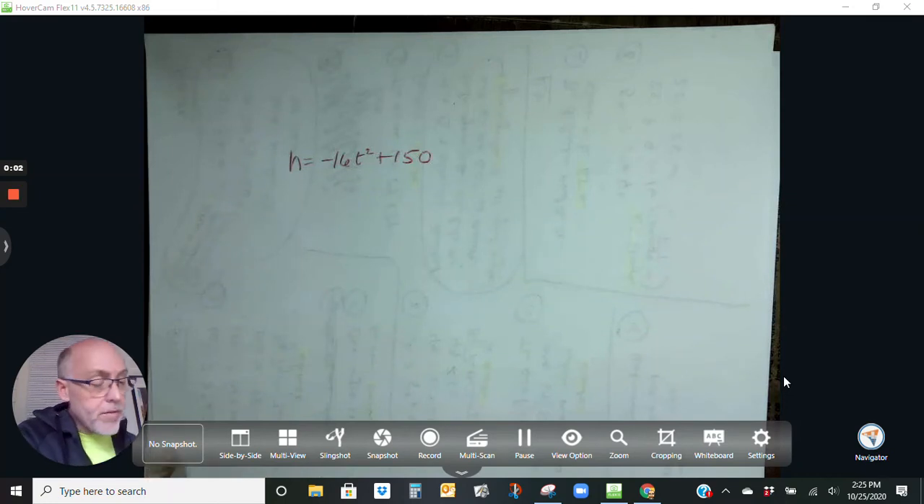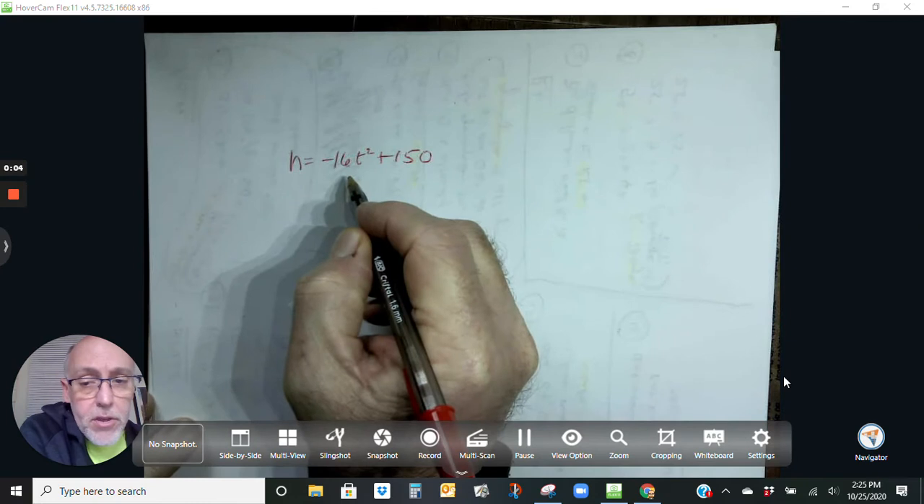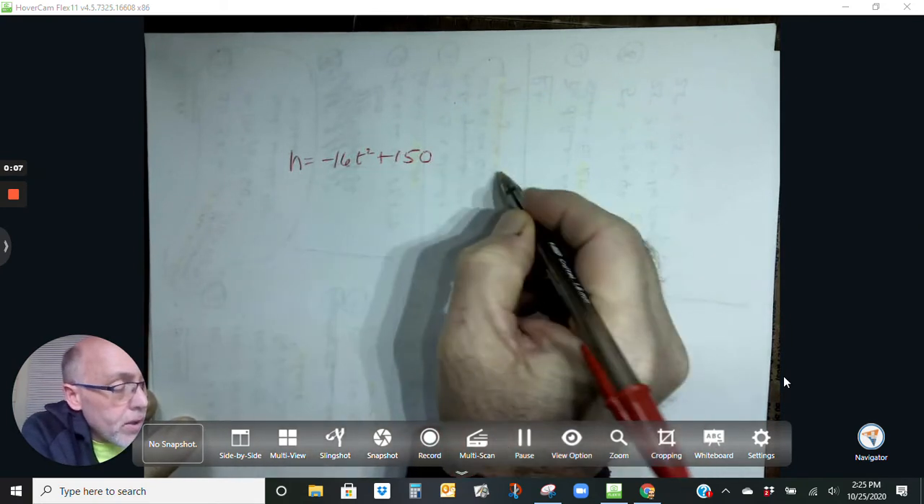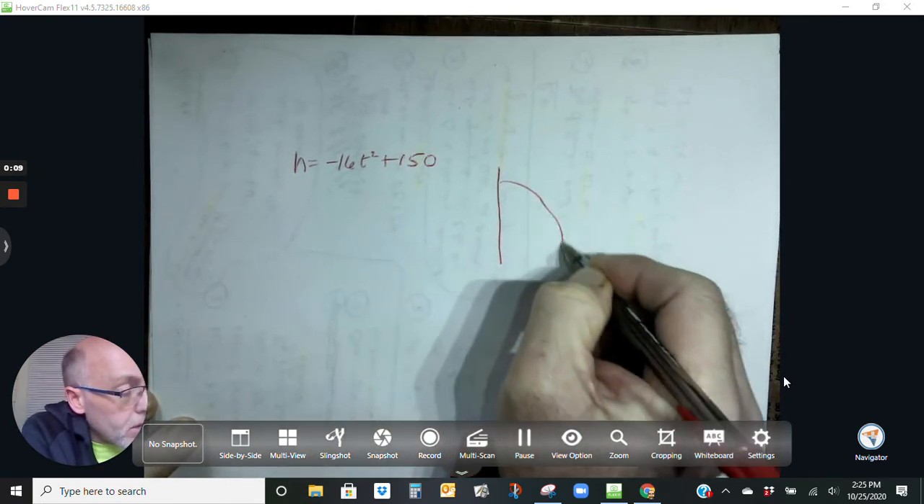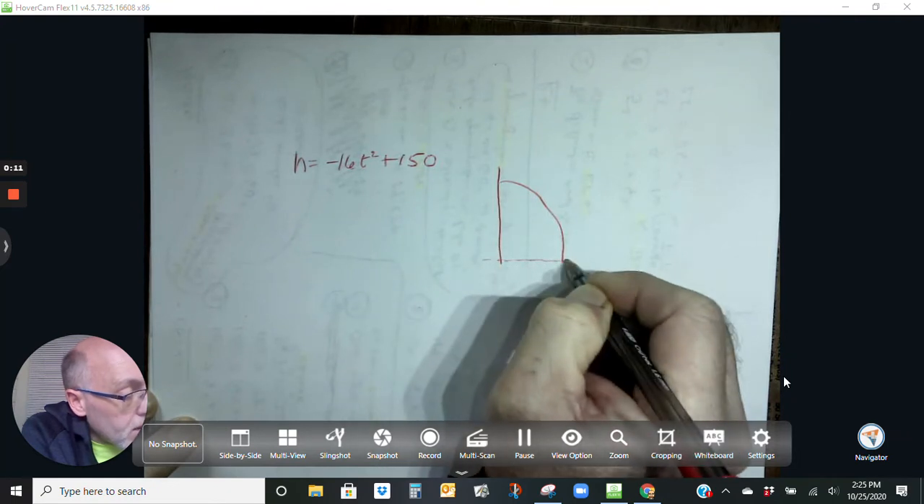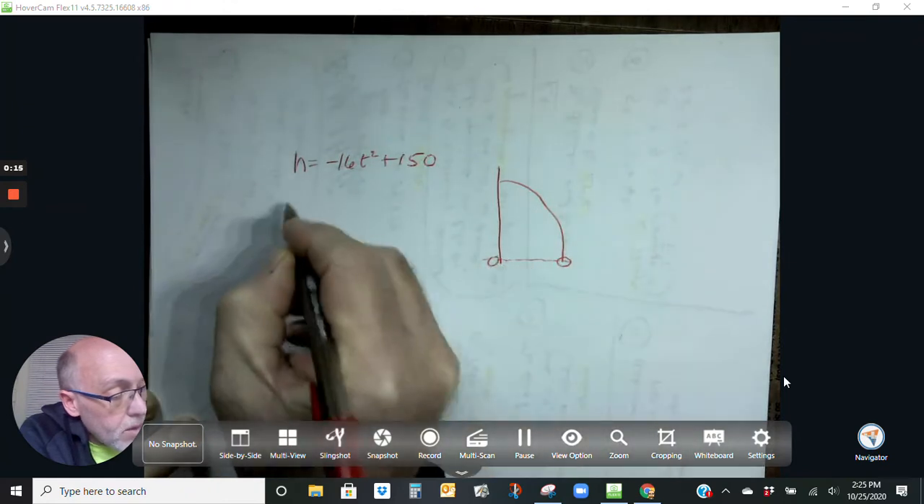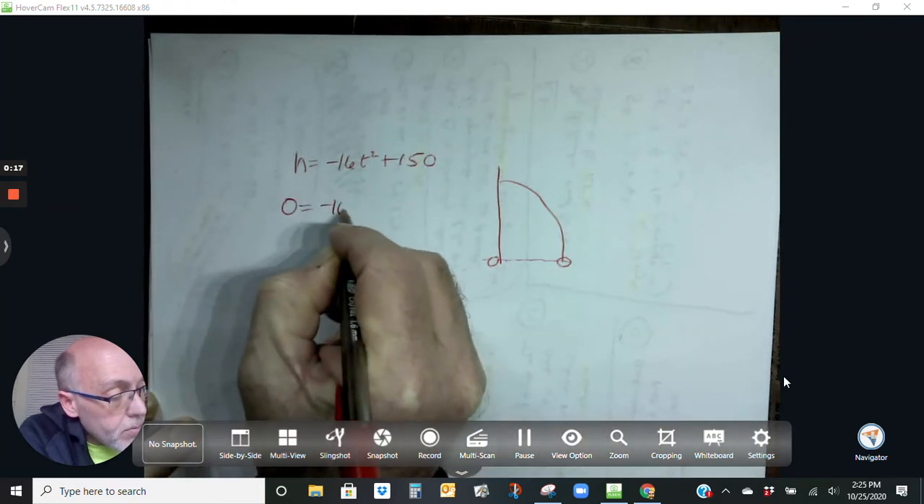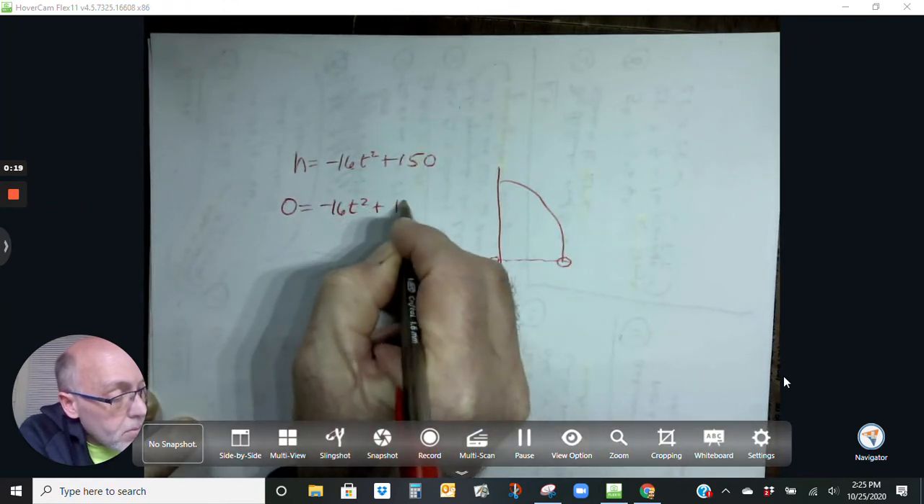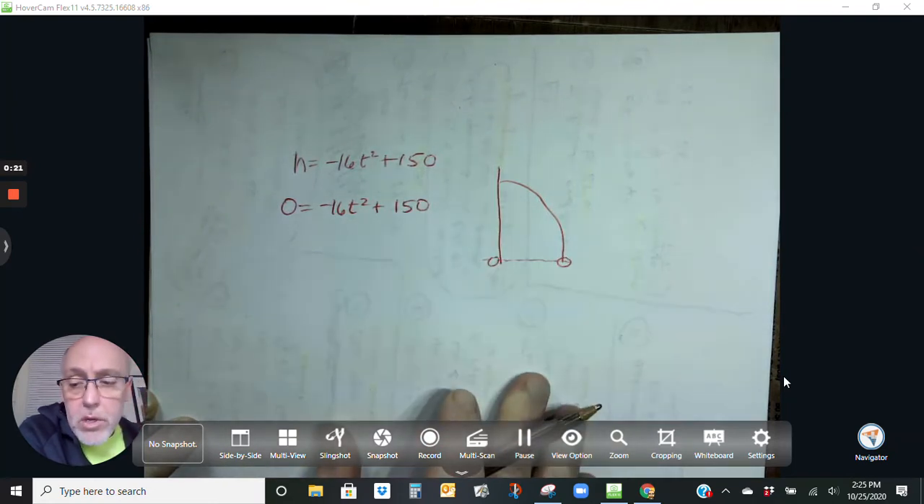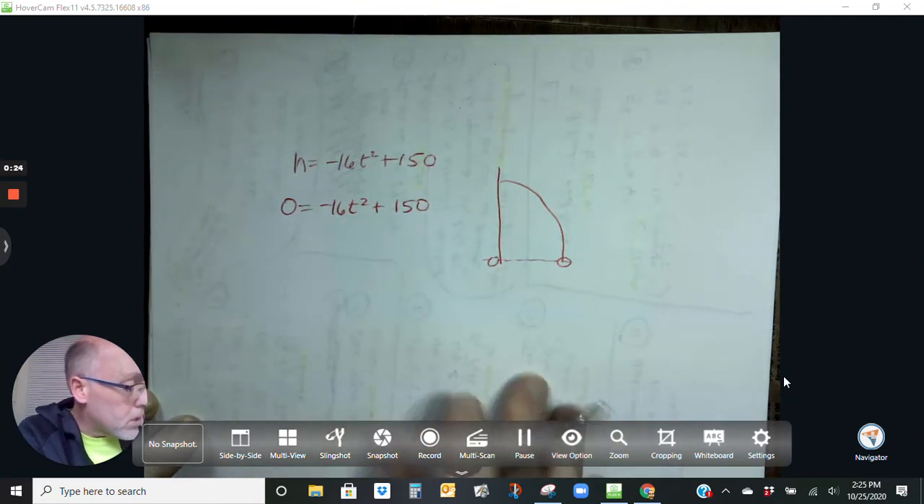Okay, so we want to find out when the cannonball hits the ground. When the cannonball comes down and hits the ground, that would be the same thing as when the height is 0 here. So height is 0. This is the equation we're looking to solve. It's the same as the roots.